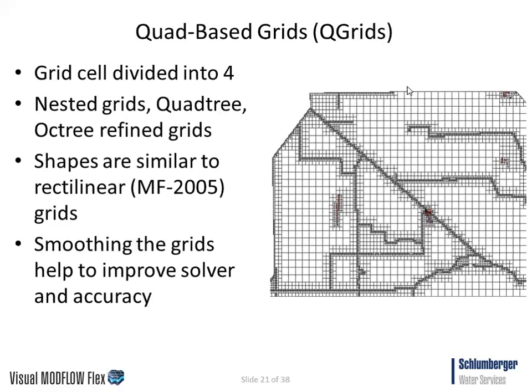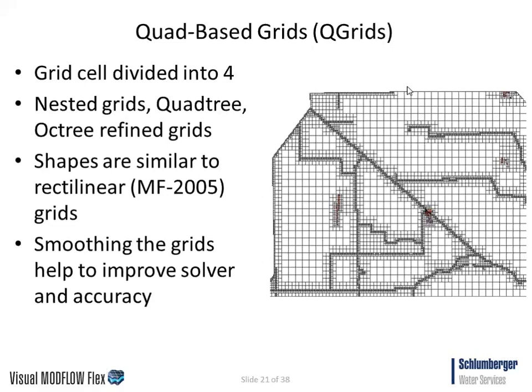So the first thing is what's called the quad-based grids, abbreviated to Q grids. These are the unstructured grids that include nested, quad tree, octree refined grids. Essentially, a grid cell is divided into four wherever a specific geometric object intersects that grid cell, whether that be a point, polyline, or a polygon. The benefit of these grids is that the shapes are similar to the rectangular or rectilinear grids of MODFLOW 2005. These grids are smoothed around the refinement region in order to help the solver and accuracy.